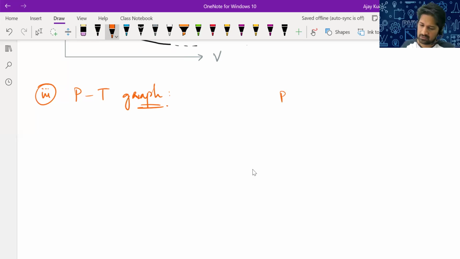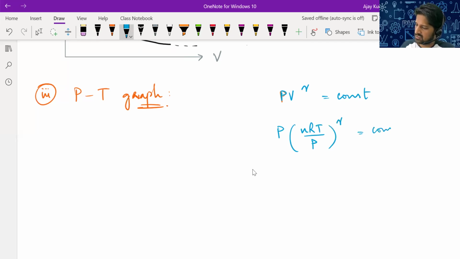In an adiabatic process, we know PV power gamma is constant. Okay. We want to relate pressure temperature now. So you'll need to eliminate volume, and that can be done this way. Volume can be written as nRT divided by P, so (nRT/P) power gamma times P is equal to constant. Now n and R are constants. We'll send them to the right hand side and merge it with the already existing constant.